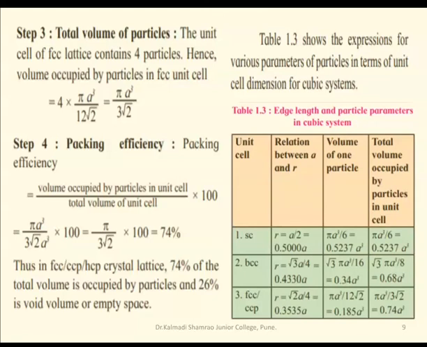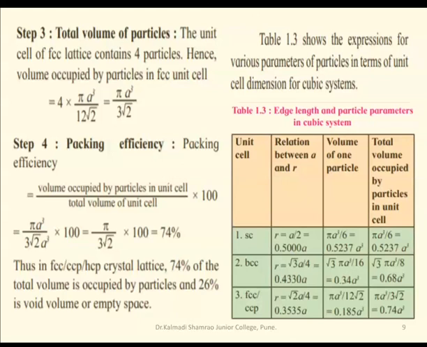If it is a simple cubic unit cell, the relationship between a and r is r equal to a by 2, which is equal to 0.5a. Volume of one particle is given as pi a cube divided by 6. Substituting the value of pi, we get it as 0.5237 a cube. And lastly, total volume occupied by particles in unit cell, pi a cube divided by 6, you get it as 0.5237 a cube.